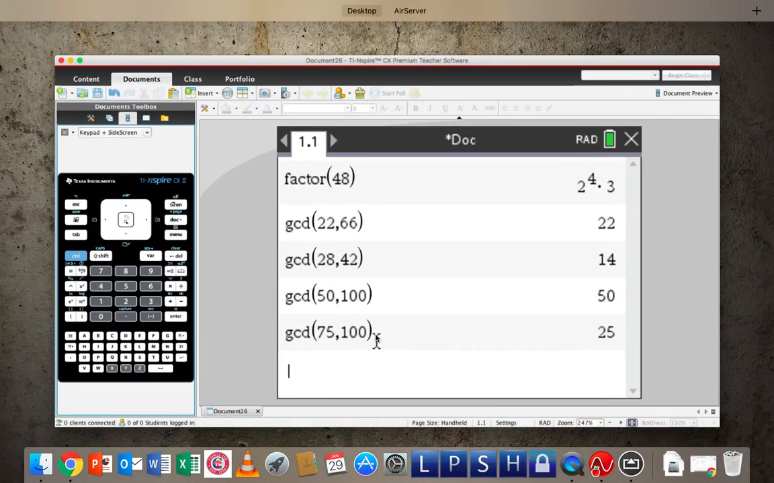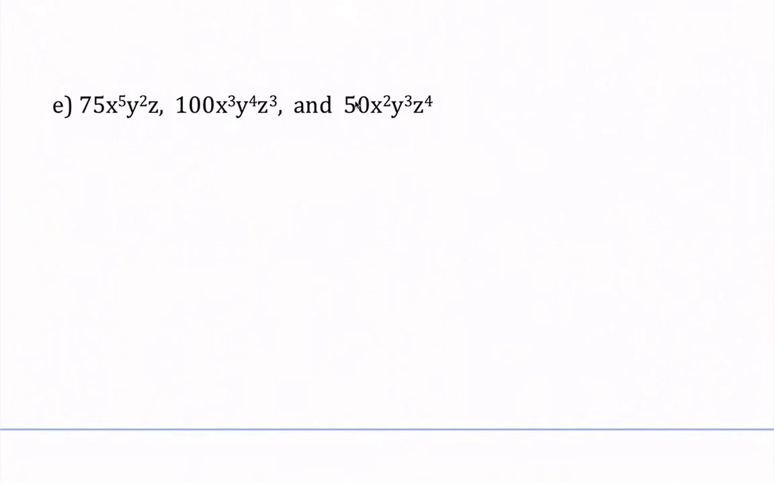So let's go check. Does 25 go into my third number? Does 25 go into 50? Yes, twice. 2 quarters, right? So 25 is the largest number that goes into 75, 100, and 50. And I'm sure a lot of you could have done that in your head, and that's fine, but I just wanted to show you how you can use the calculator as a tool to help you get there.